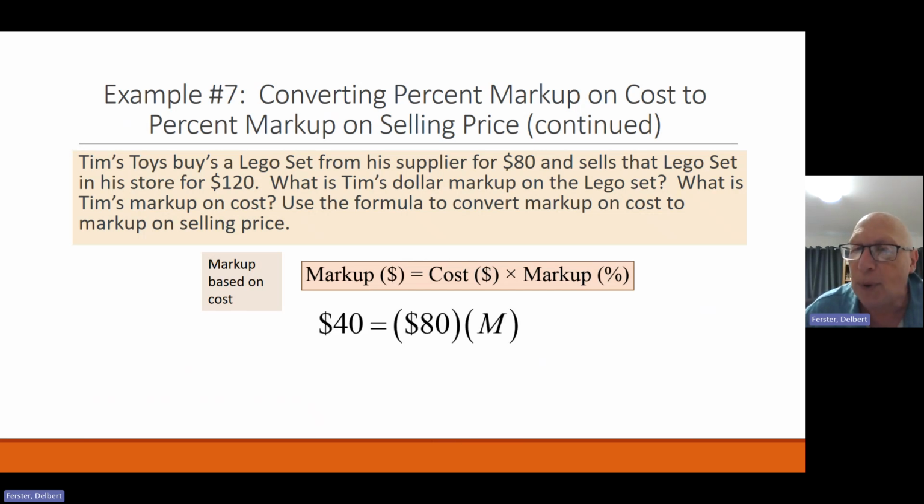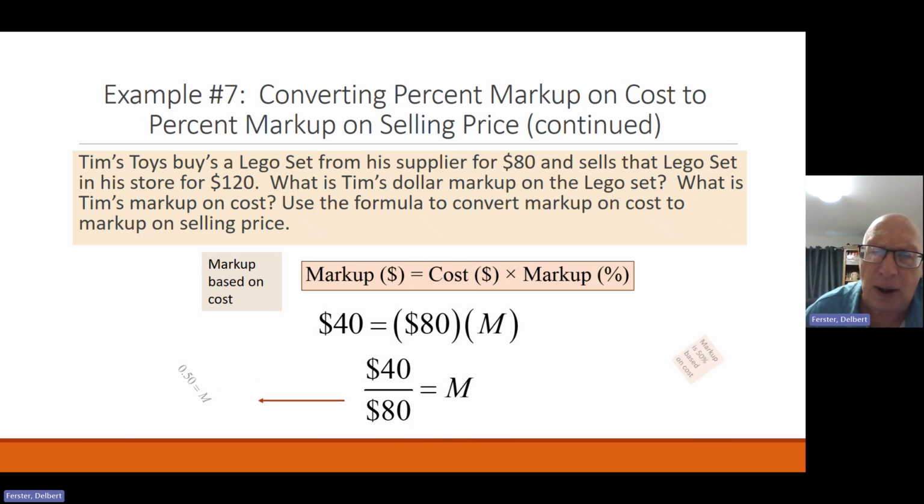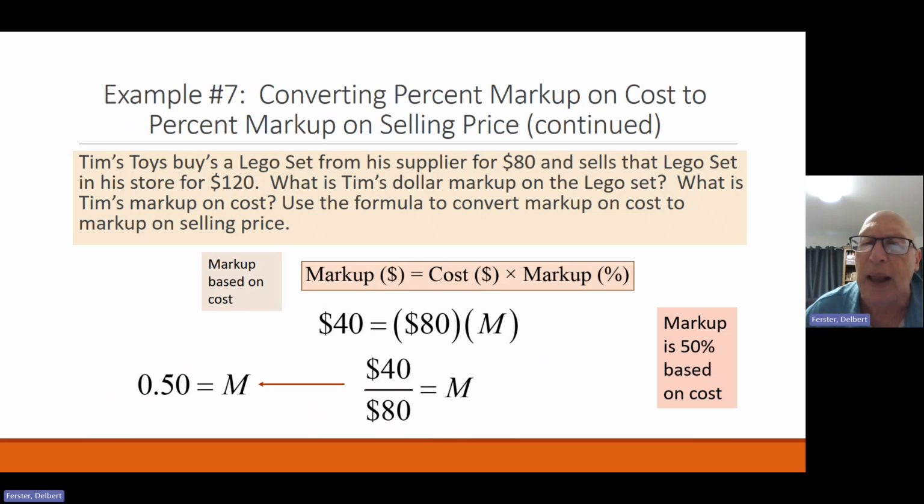If we're finding markup percentage based on cost, it's 80 times M, where M is the unknown markup percentage. I can recognize that as 50%. Maybe you could too, but if not, grab a calculator. And you and I have now realized that the markup based on cost for that Lego set at Tim's is 50%.